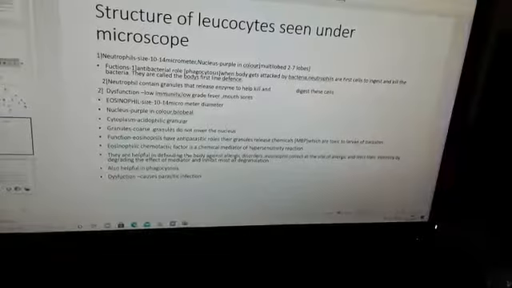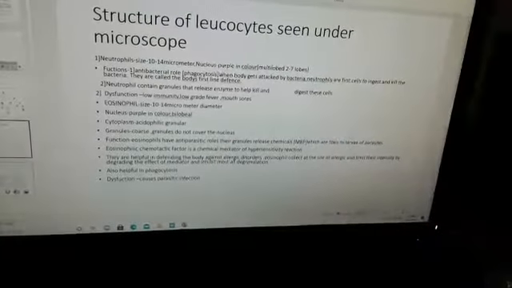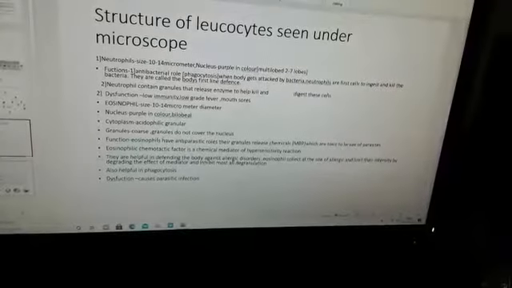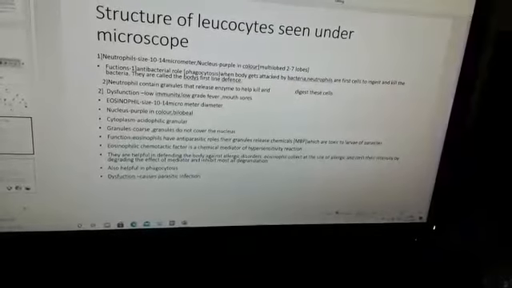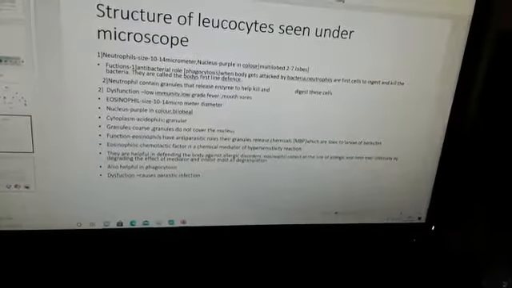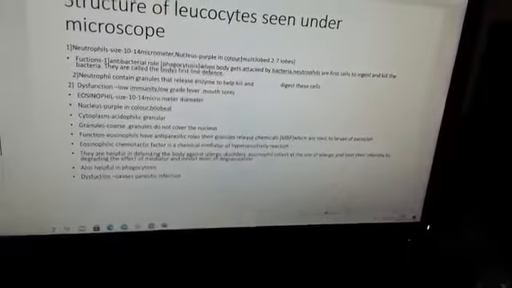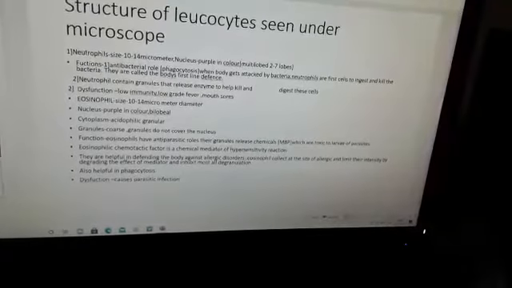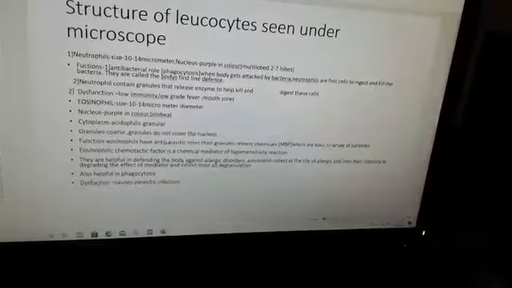Then eosinophil. Eosinophil is a component of the white blood cells. Size 10 to 14 micrometer in diameter, nucleus purple in color, bilobed. Cytoplasm is acidophilic granular. Granules are coarse and do not cover the nucleus. Then function of the eosinophils. Eosinophils have anti-parasitic roles. Their granules release chemical MBP which is toxic to larvae of parasites.